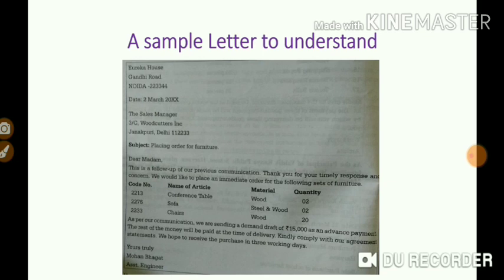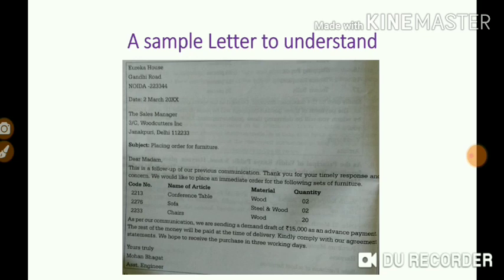Next comes the sales manager, 3/C Woodcutters, Janakpuri, Delhi, 112233, means this is the address of the receiver. Who is the receiver here? This letter has been addressed to the sales manager of Woodcutters Company. Now let us see for what this letter has been written.